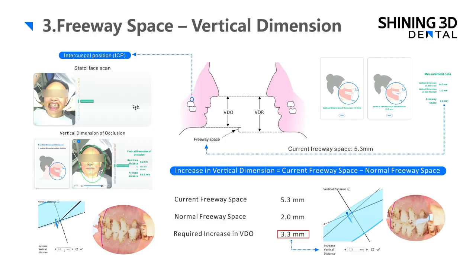And once we type the number in, the software will automatically increase the vertical dimension for this patient, which means it will increase the distance between the upper and lower jaw. As we just mentioned, we recorded a zero position for this patient first, the intercuspal position during the first static scan. So according to that scan, the software will increase the distance for the patient, and it will increase it into the normal freeway space range.